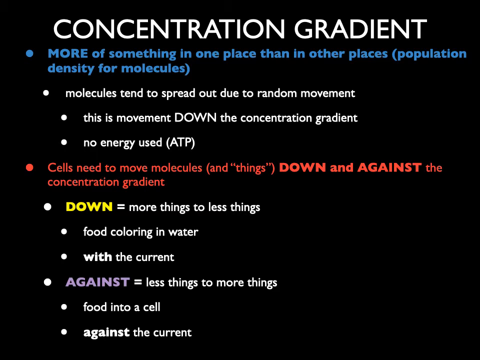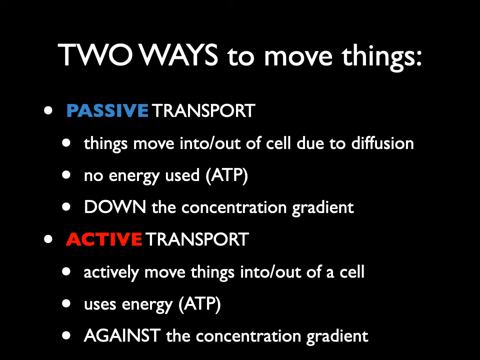Down, you're moving more things to less things, like food coloring and water. You think of it as moving with the current. If you're going against the gradient, you're moving less things to more things, like moving food into a cell, and you're going against the current.